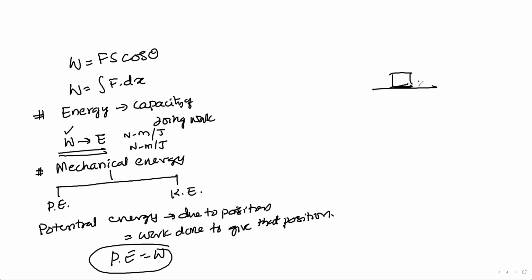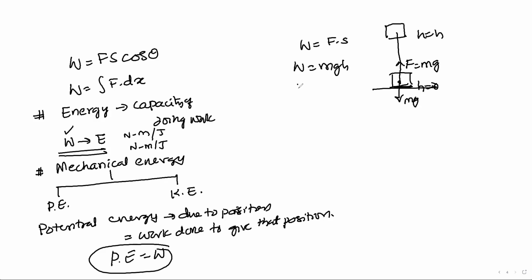For example, I want to lift an object from surface h equal to 0 to h equal to h. Now, what is the work done in this process? Work done is nothing but force into distance. Force, how much force do I have to apply? Yes, which is equal to the weight of the body. So work done equals mgh. Potential energy of this body is equal to mgh.